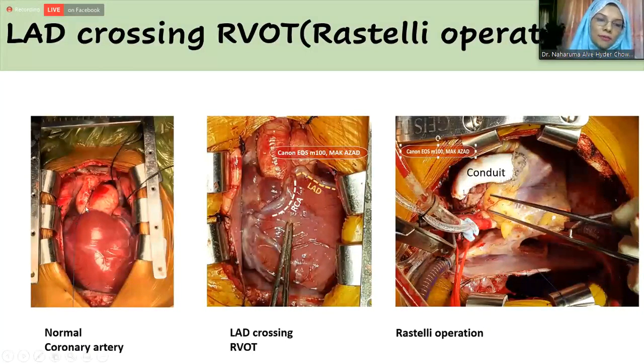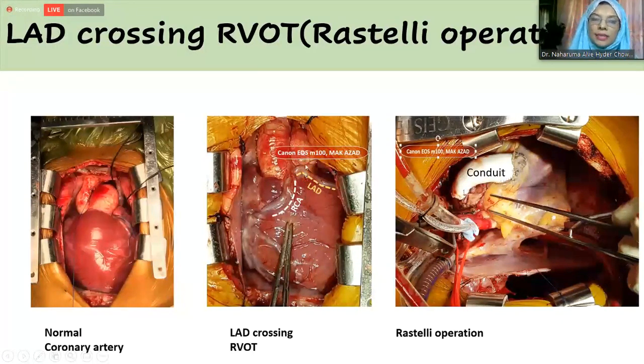This is a normal heart. If we see this from the left sinus, the left coronary is arising and going in between the aorta and pulmonary, and this is the course. It goes to the anterior interventricular groove and posterior interventricular groove. But what happened in our case, we found that this is a single ostium and both are arising from the single sinus, and this is the LAD which is crossing across the RVOT.